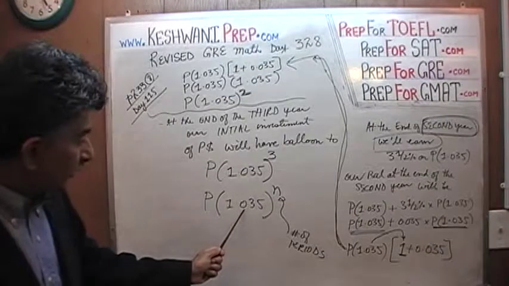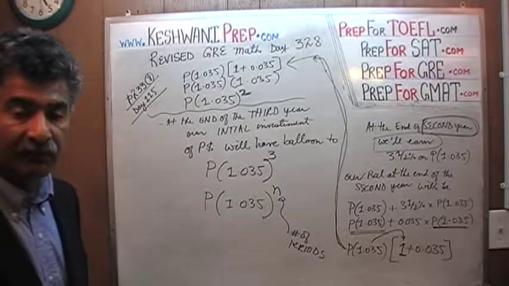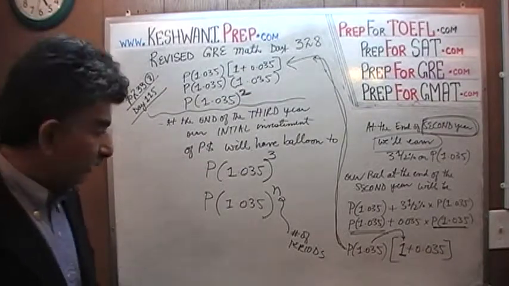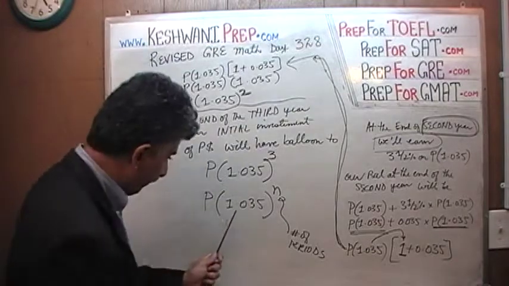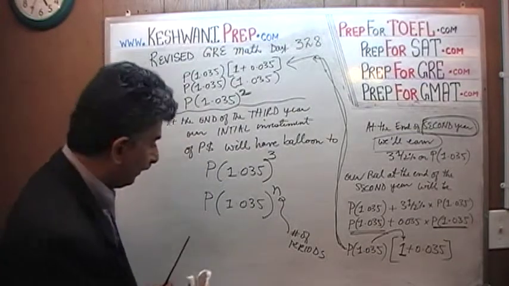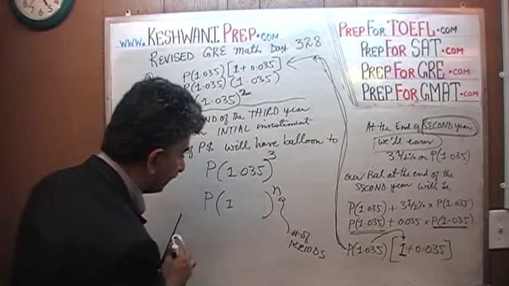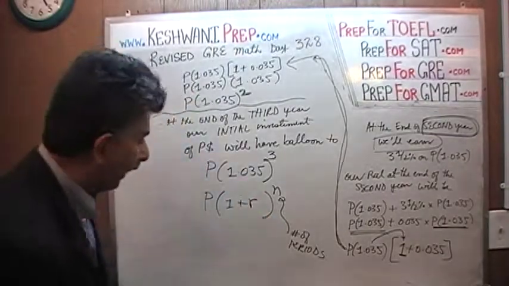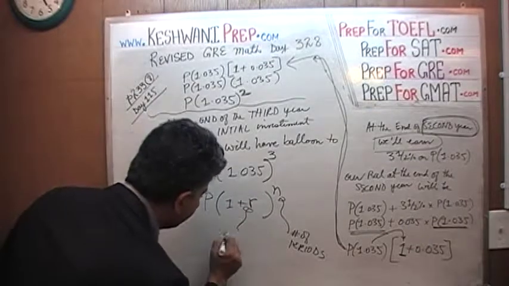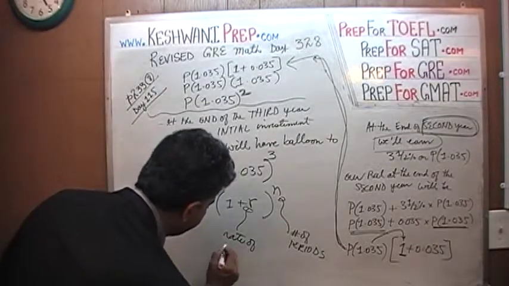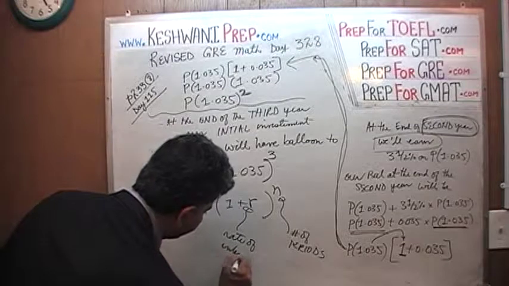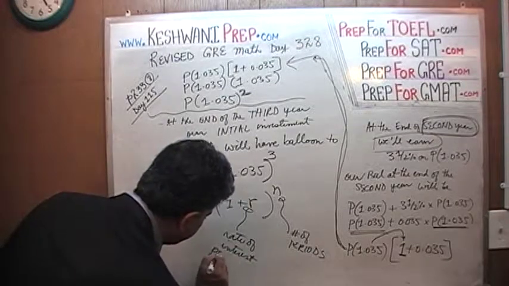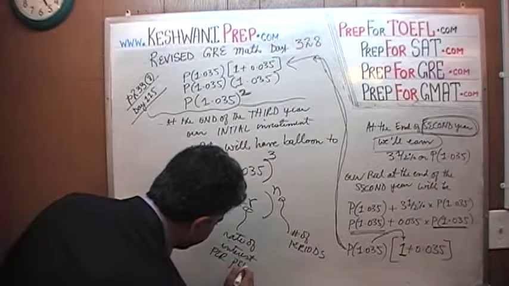This part that you see there, 0.035, is our interest, 3.5%. So it's 1 plus 0.035. Instead of 3.5%, in the general term, we write that as 1 plus r. R here represents the rate of interest per period. Listen very carefully.